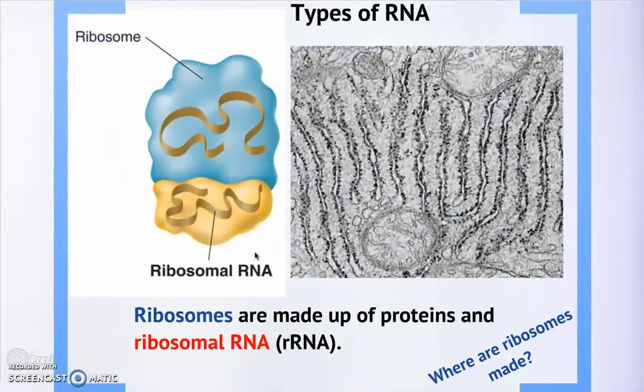Our second type of RNA is rRNA, and basically it helps make up and code for part of the ribosomes. Do you recall where ribosomes were made? Please put that answer in your notes.